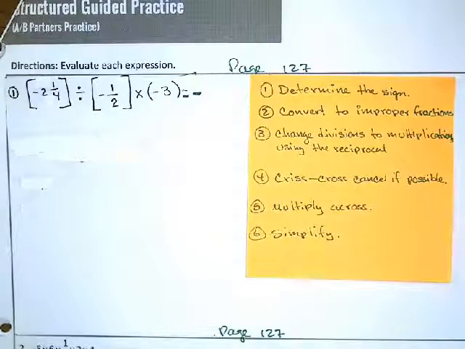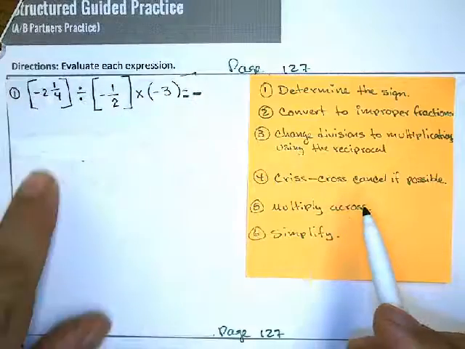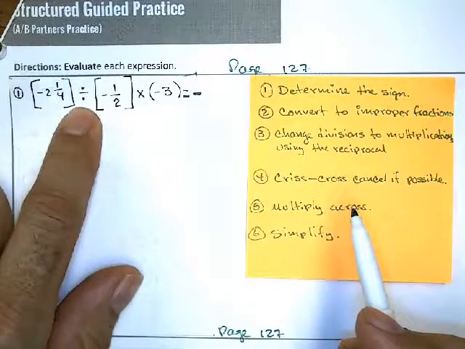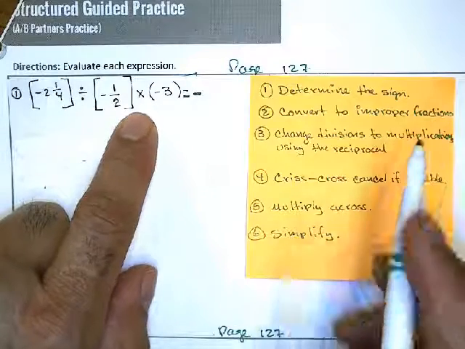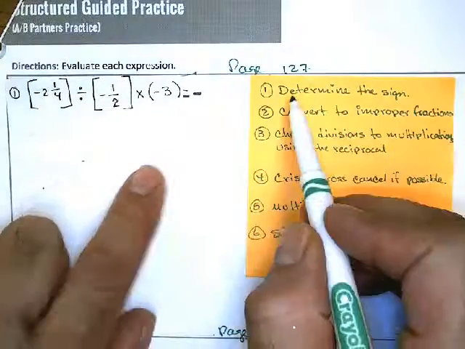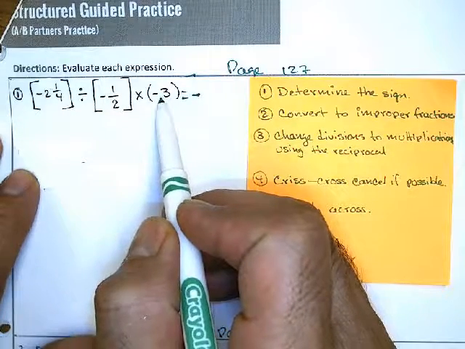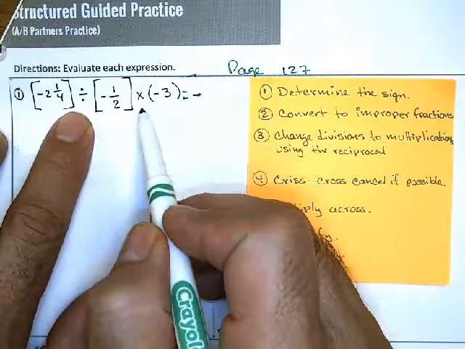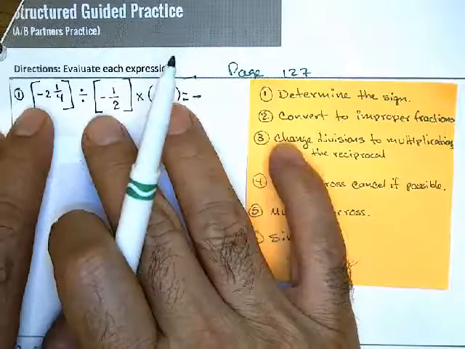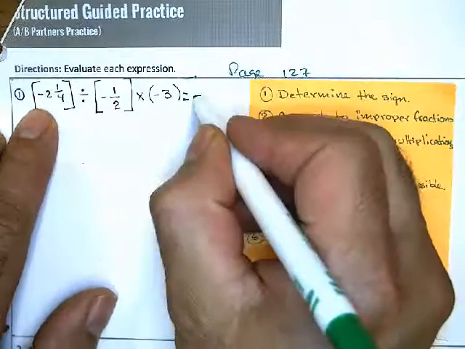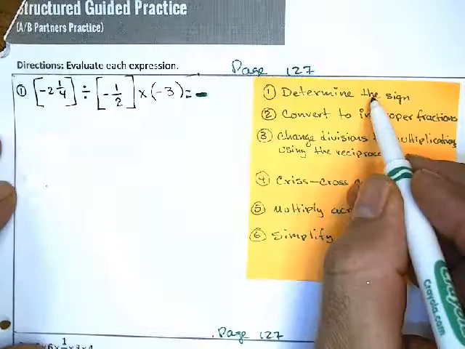So now on page 127, I need to evaluate each expression. So here I have a division of two fractions and a multiplication. What I'm going to do first is determine my sign. Since I have three negative numbers and I am dividing and multiplying, and the rules for multiplication and division are the same, since I have an odd number of negatives, my answer is negative, and I already have my negative there. So I have determined my sign.